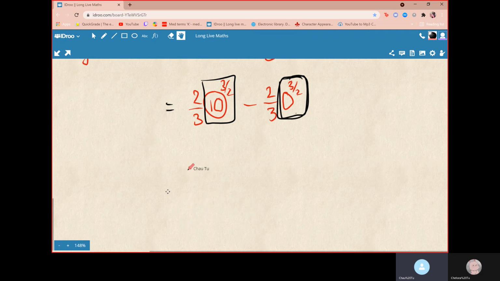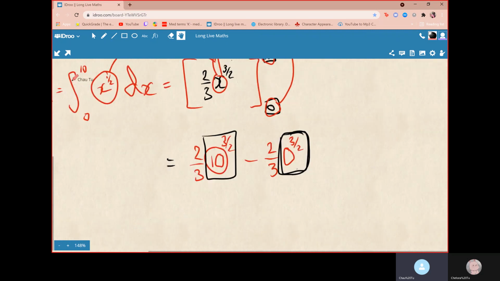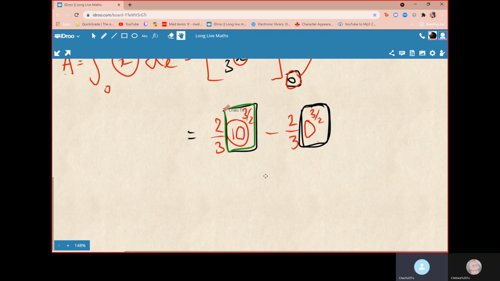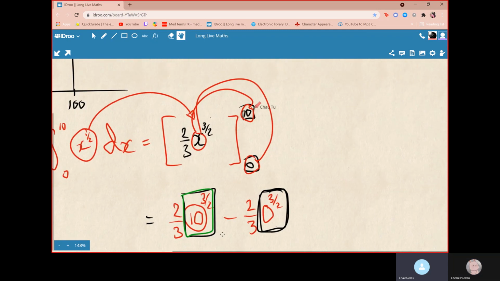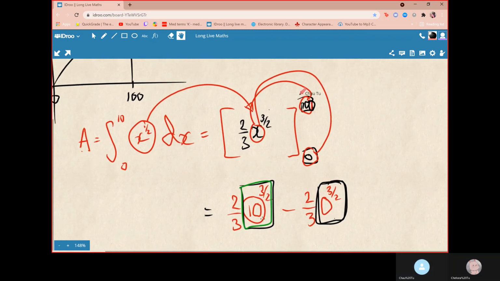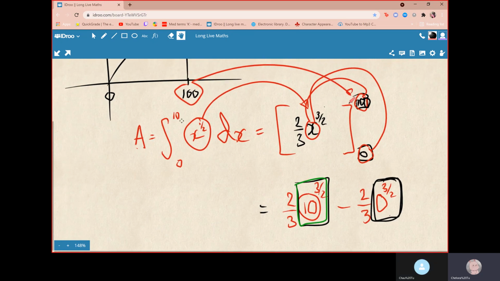like this green box here. Chelsea, can you see this green box? Oh, sorry, not 10. We're not doing it from 2 to 10. We're doing it from 0 to 100. Remember, Chelsea? Sorry, I made a mistake there. So it should be 100. Okay, Chelsea? 100.